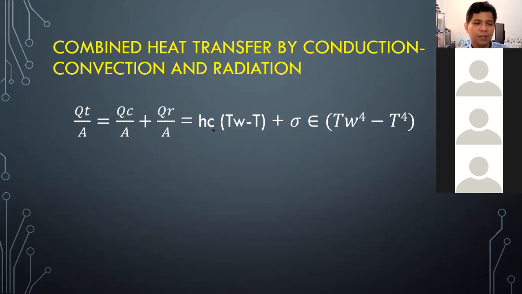HC, isang constant lang tong HC. This is the heat transfer coefficient. Basta constant lang to, then i-multiply nyo sa difference in temperature. Usually, TW is the temperature of the environment. Yung T dito, this is usually the temperature of your tube. Usually kasi tubo yan, tapos yung kabilang temperature, yung temperature ng air. Usually ganun yung mga problem.